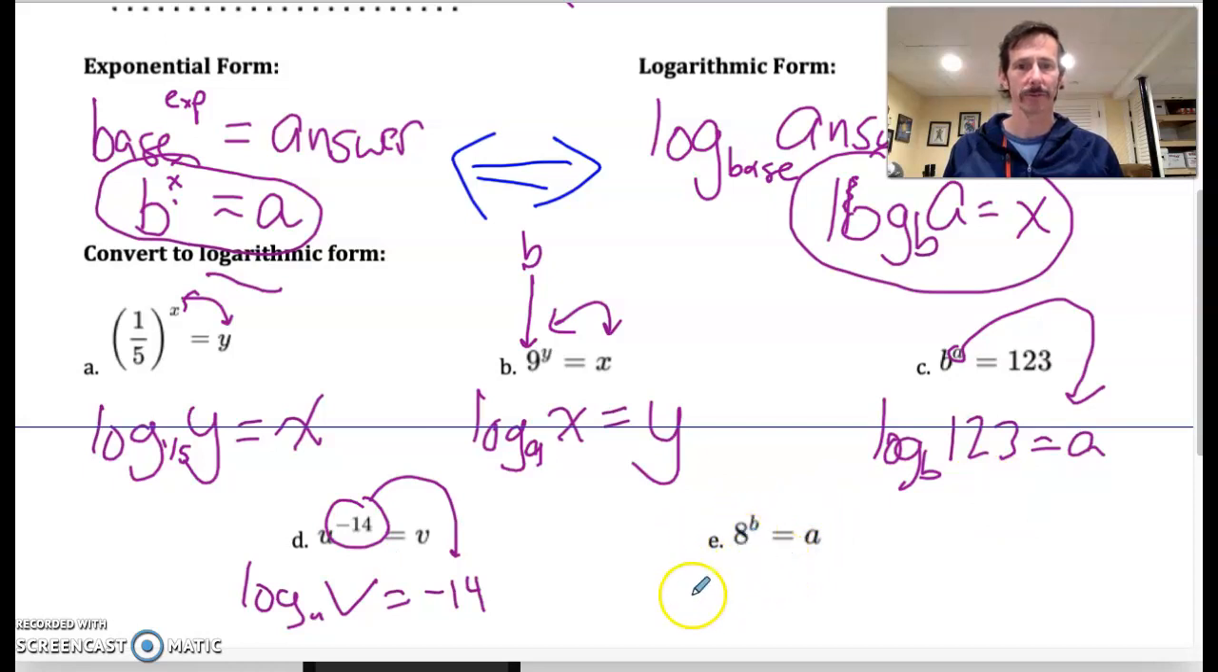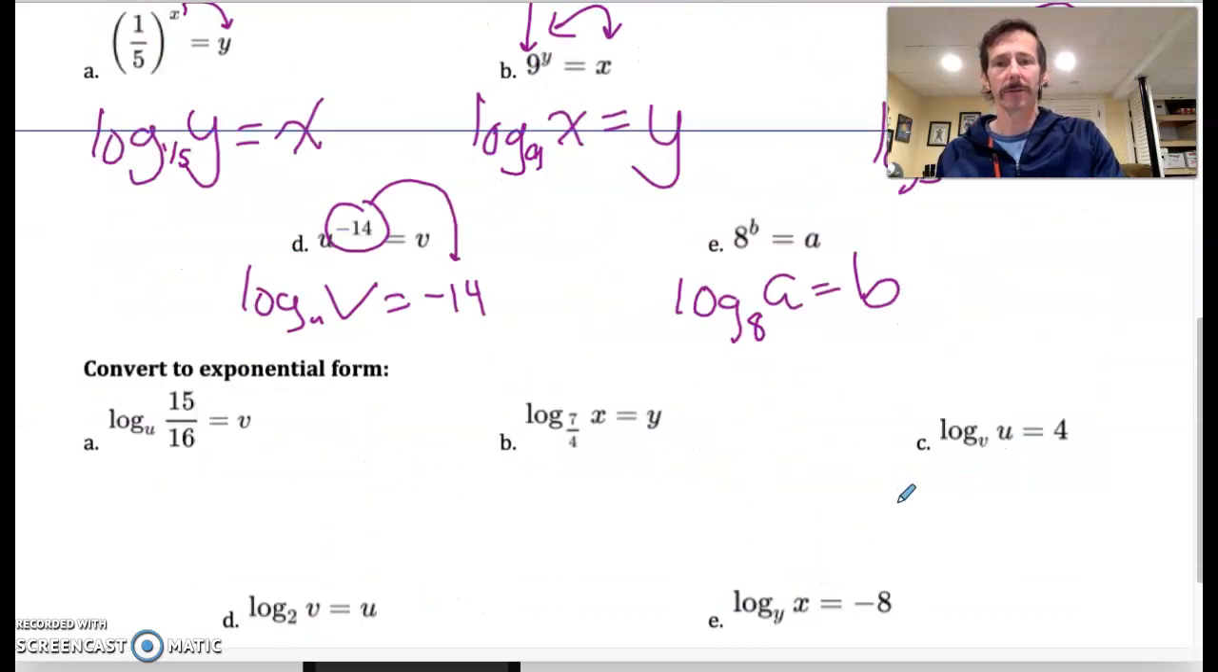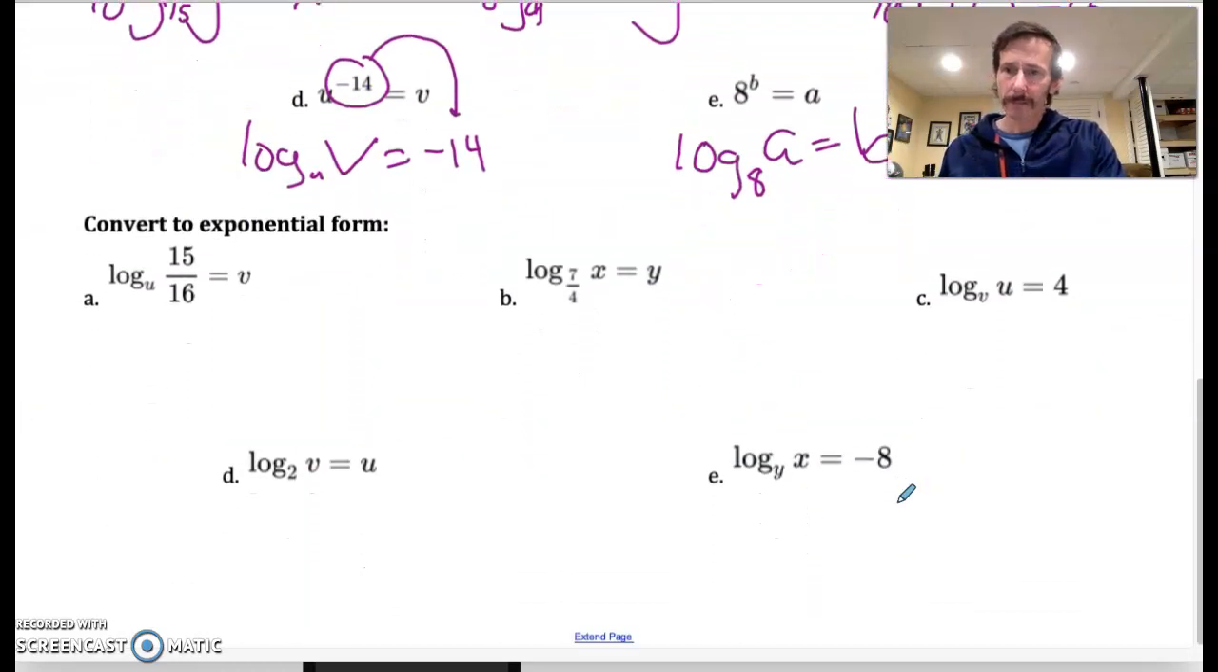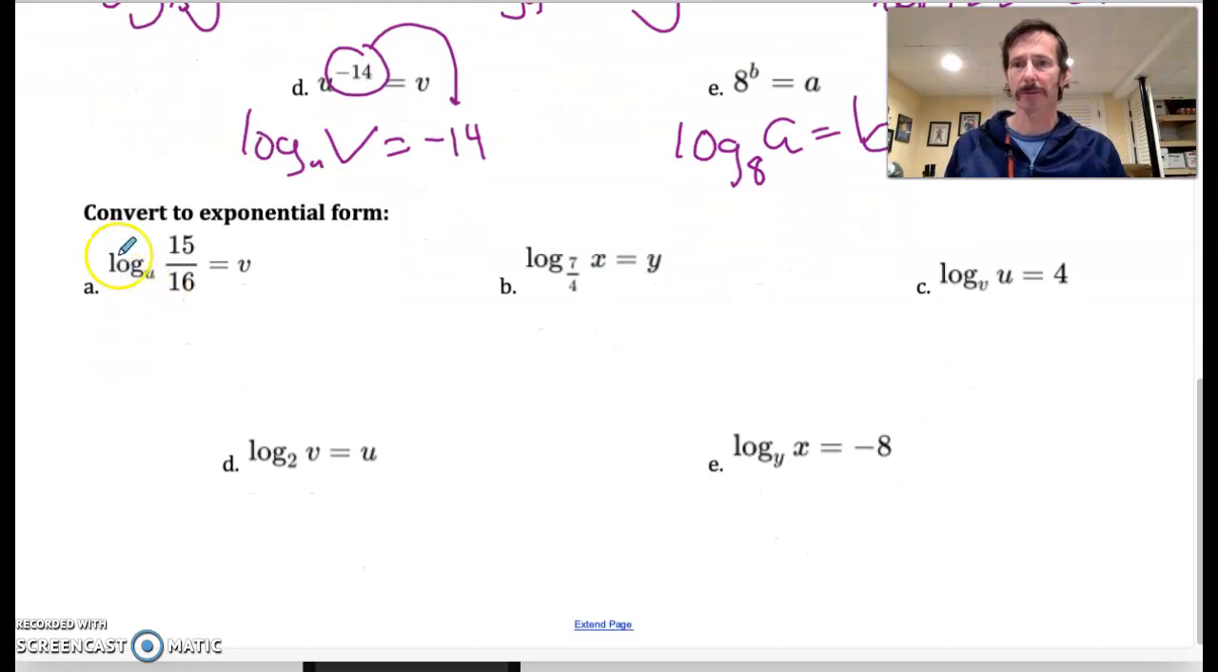Okay, this is your base. So you would write the word log base 8 of A equals B. And again, we're going to put some numbers to this in a minute. But first, we're going to do this process backwards. We're now starting with a log, and I have to write it as an exponential. So I have to have a base and an exponent, and that has to equal my answer.